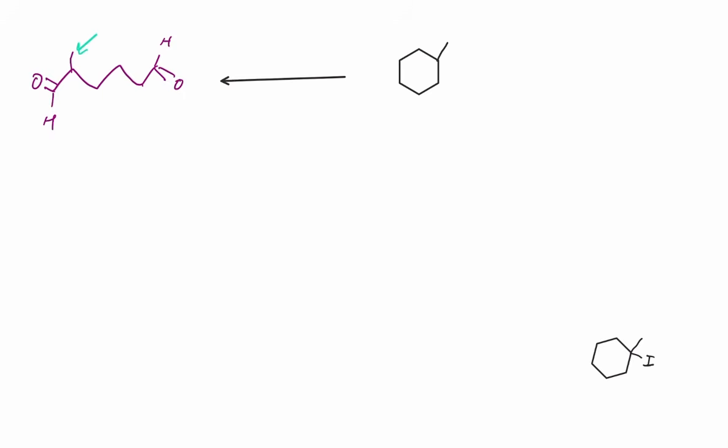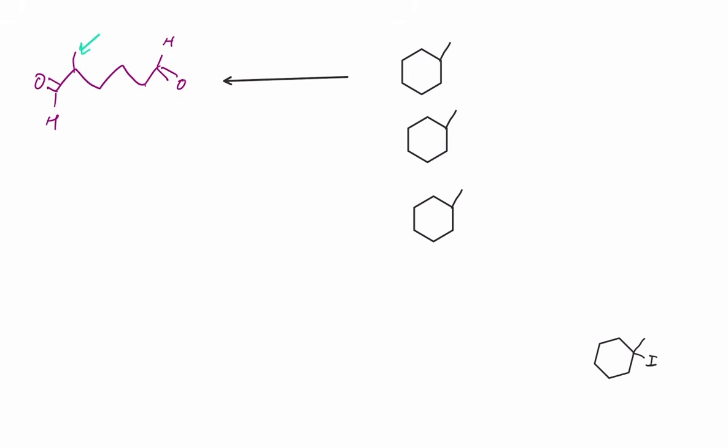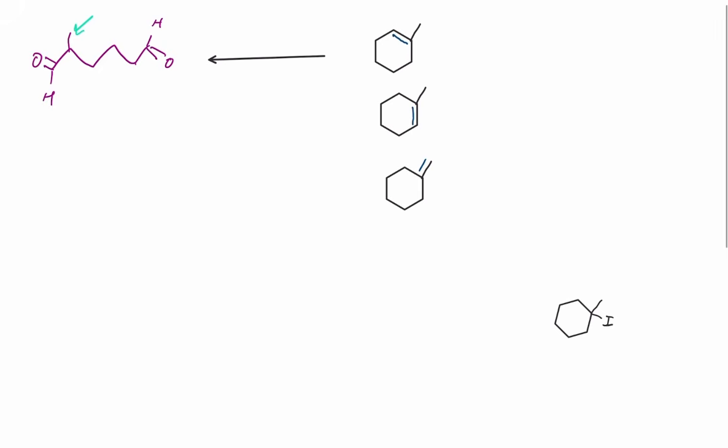In the product, you have that methyl group. In the starting material, you have that methyl group, right? Then I would draw prospective double bonds on all of the adjacent carbons. So in this case, it can be here, could be here, or it could be here.